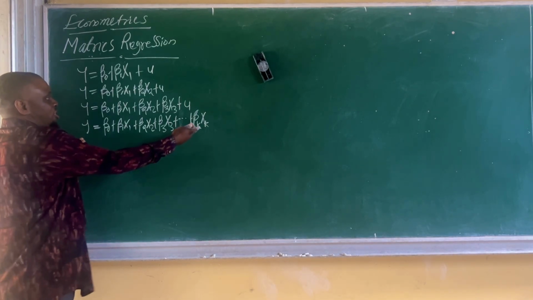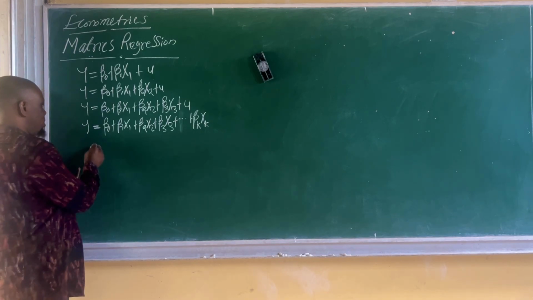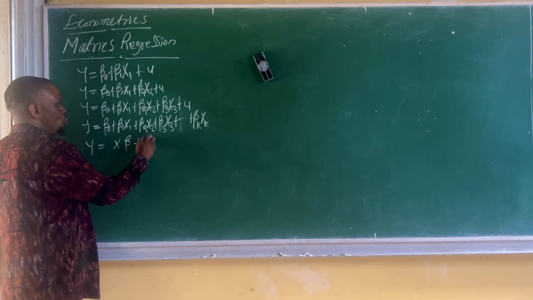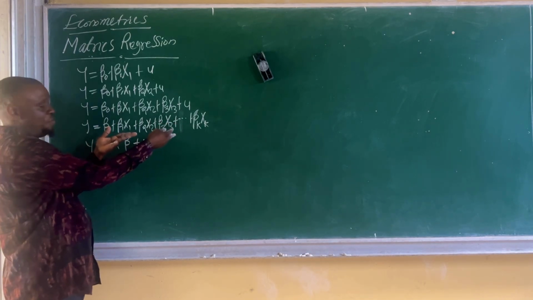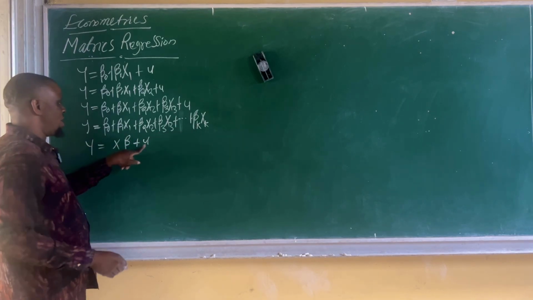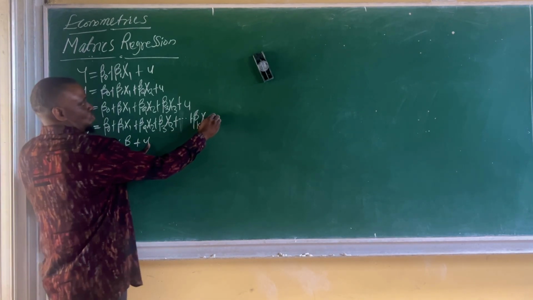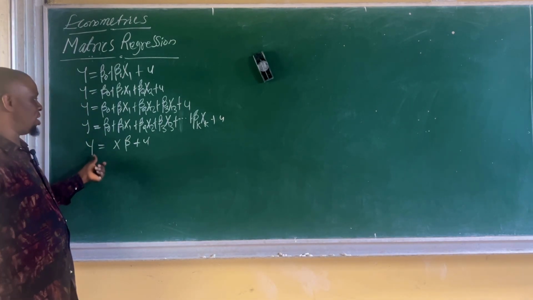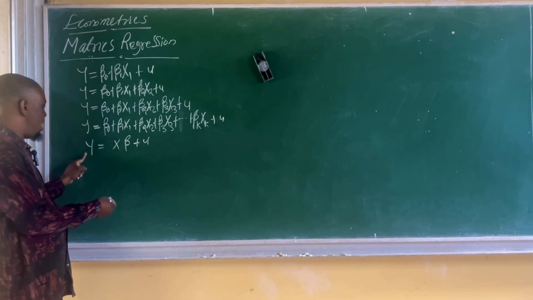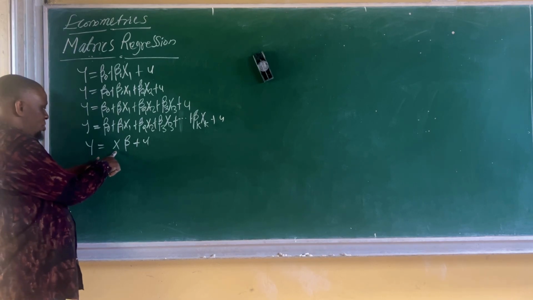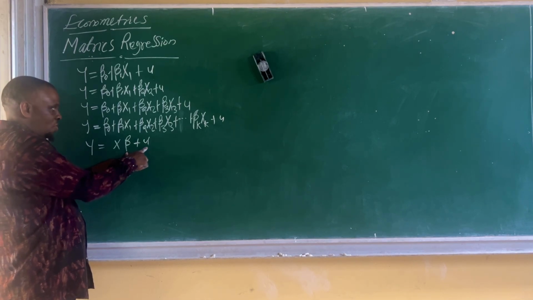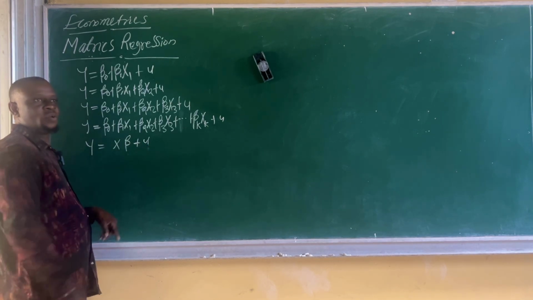Now, this can be written more compactly. I'm sure sometimes you have seen y is equal to x beta plus u. This is the same as what we have here, where x represents the explanatory variables from x1, x2, up to xk, this is the error term, and this is the dependent variable. If you look at this as a matrix, y will be an n by 1 vector, x is an n by k matrix, beta is a k by 1 column vector, and u is an n by 1 column vector.